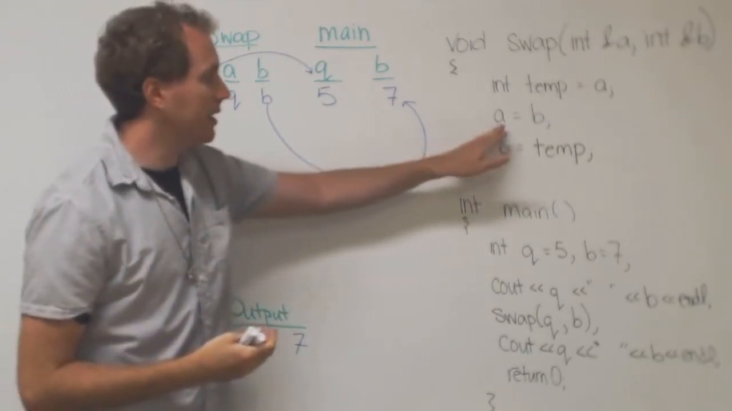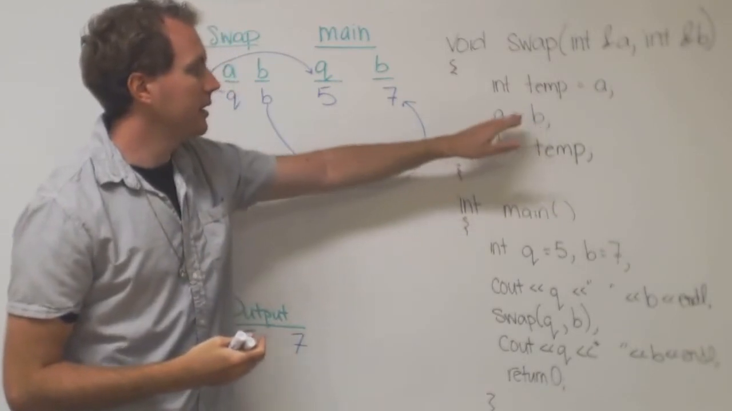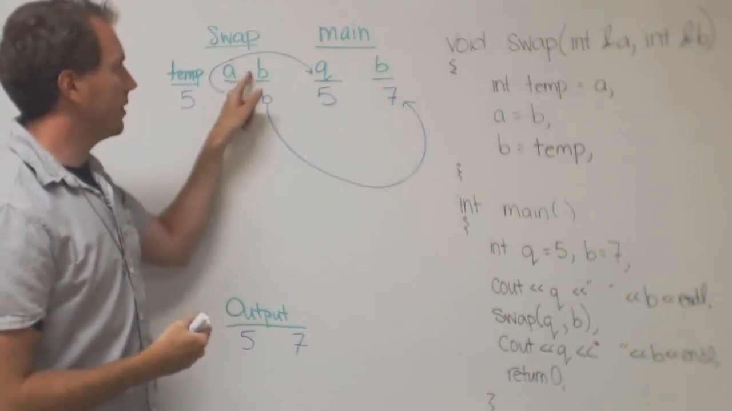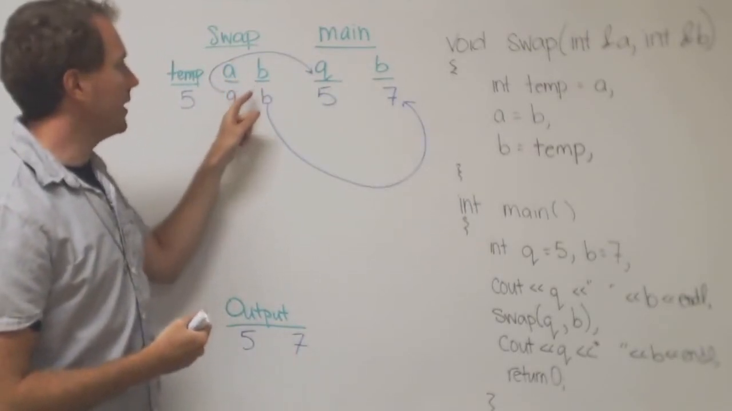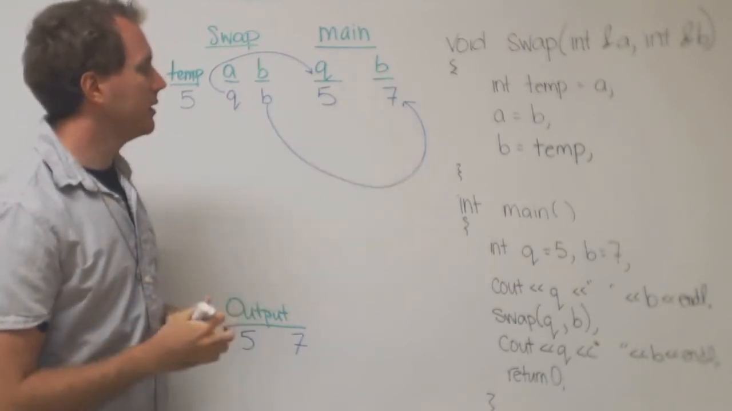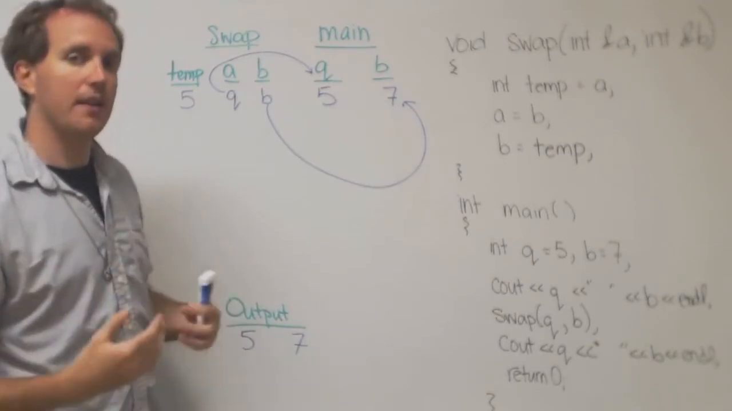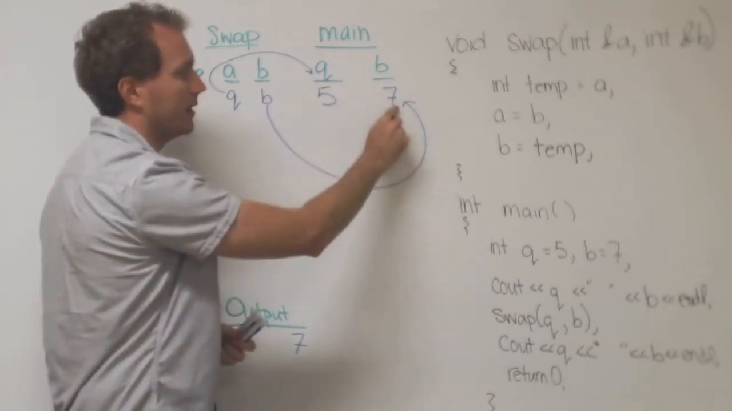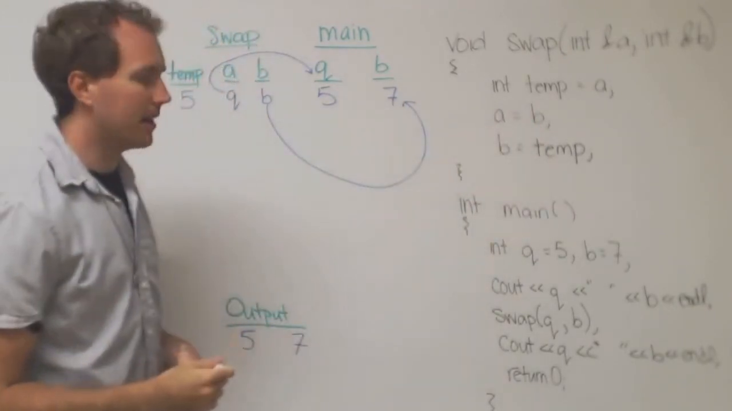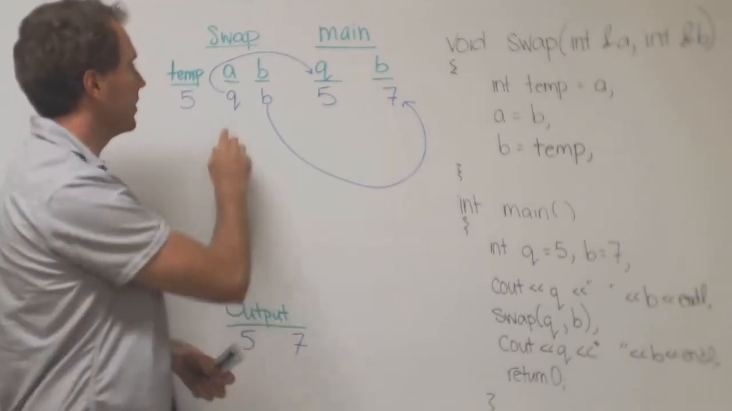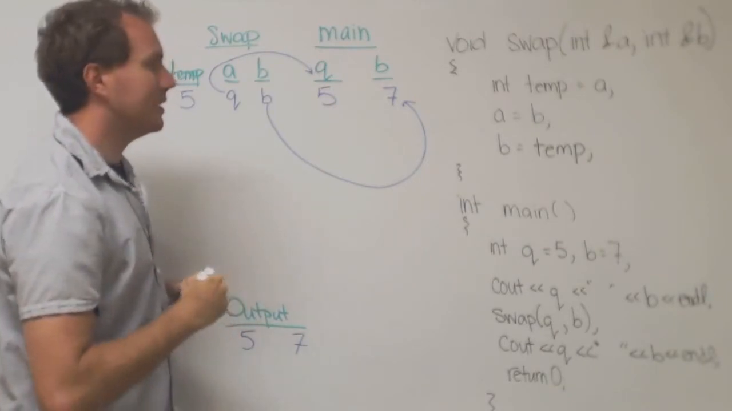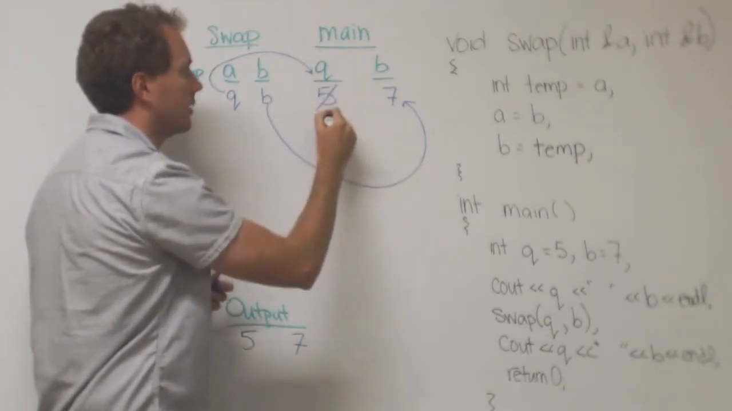Then we move on to the next line, and we say B is assigned into A. So inside swap, B refers to this green B, and it is a reference to the variable B inside main. So to get the value, we have to look at the actual variable. We go back to 7, and we say 7 is assigned into A. What does A refer to? A refers to the variable Q. So 7 is assigned into Q.